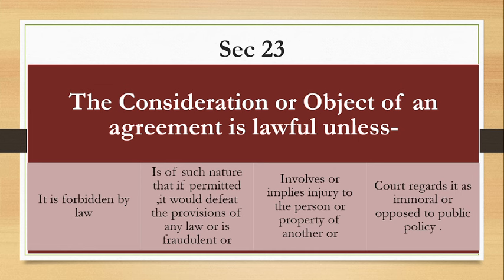For example, like a meat shop, in certain zones of India, mutton shops are not allowed. But if two parties agree and plan to do trade of flesh in that area, then from the beginning it is forbidden by law. So that consideration will not be lawful. So in such a case, the agreement will be void.